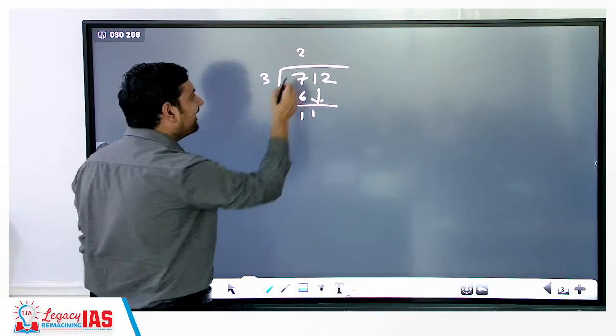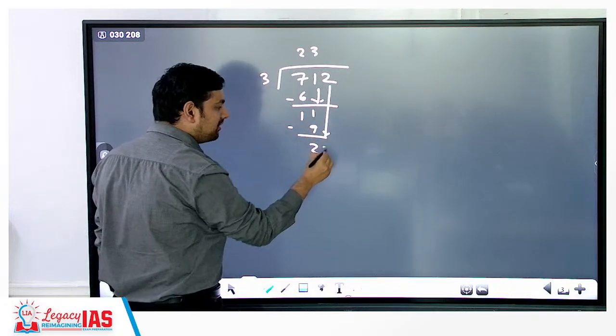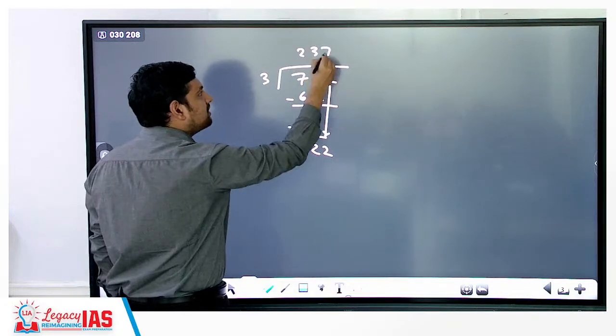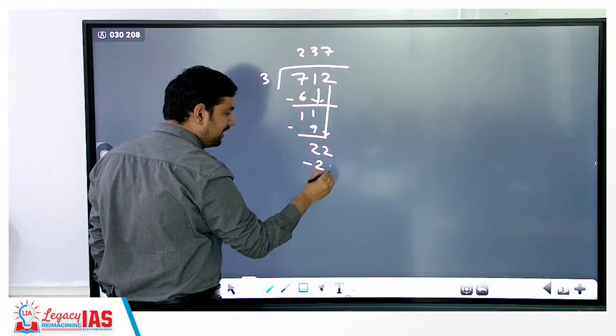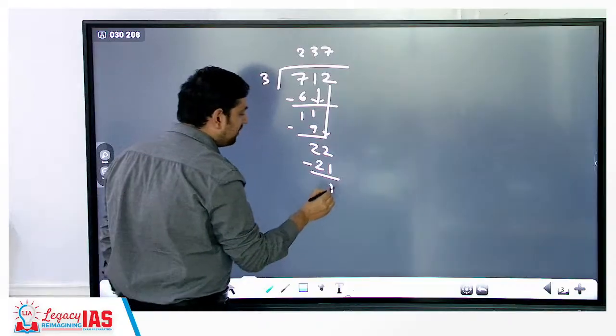Do you remember something? Then this goes 3 times, minus 9, 2, then you bring 2 down, becomes 22, and this goes 7 times, minus 21. These are multiples of 3 that I am subtracting. Okay, so eventually you get to 1.